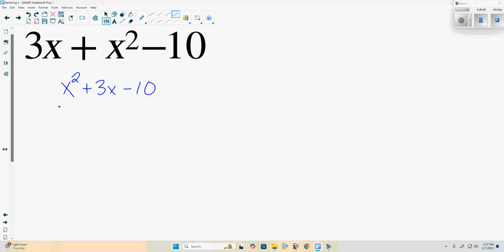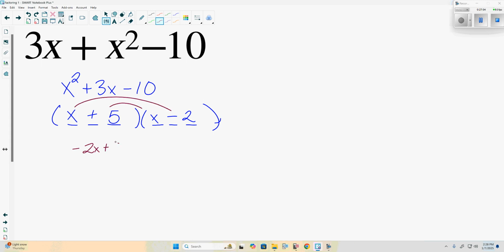Because there is no greatest common factor, we'd have 2 sets of parentheses with 3 spaces. Since the third term is negative, the signs would be opposite. Factors of x squared would be x and x. And the factors of 10 that we want are 5 and 2. So really, it's the exact same problem. It's just not written in standard form. So I had to write it in standard form and then factor from there.